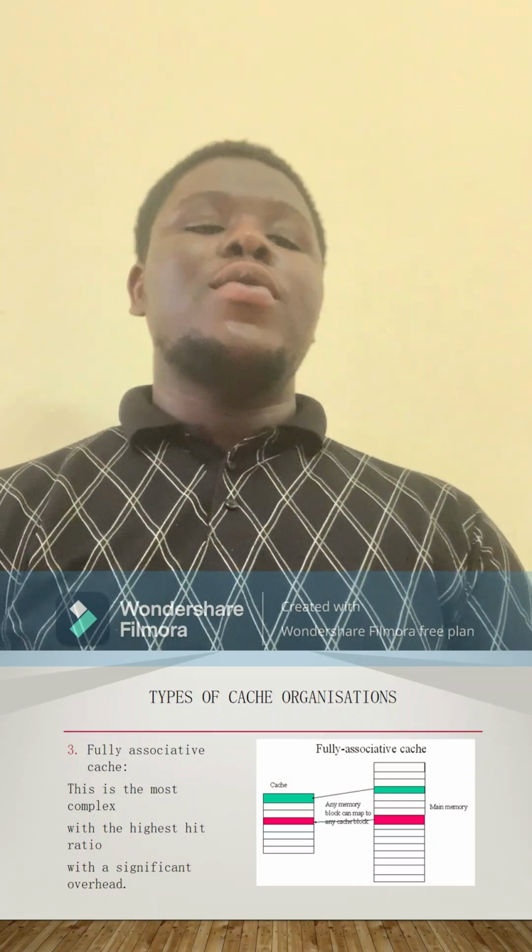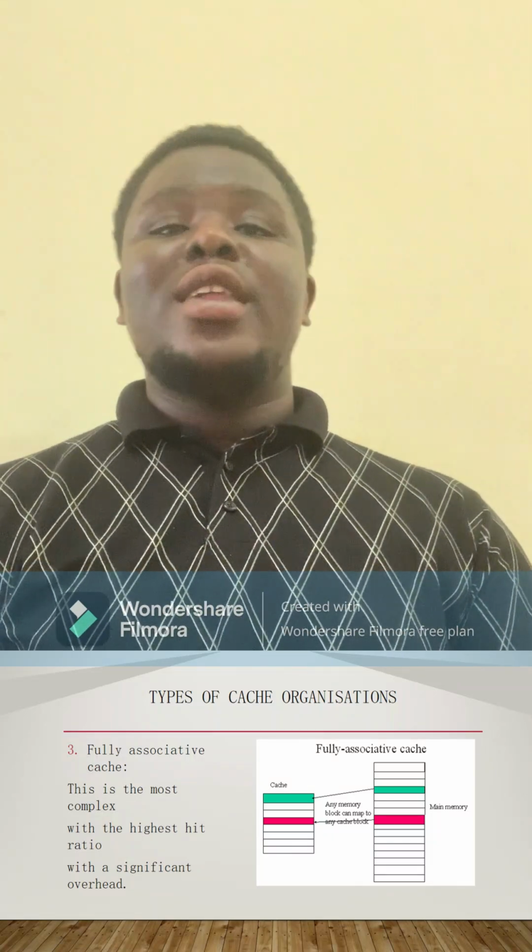The third is fully associative cache. This is the most complex type of cache organization. It's a cache organization that allows any memory block to be stored in any cache line. Each cache line has a tag field that stores the memory address. So I'll leave it to the next colleague to continue from here.